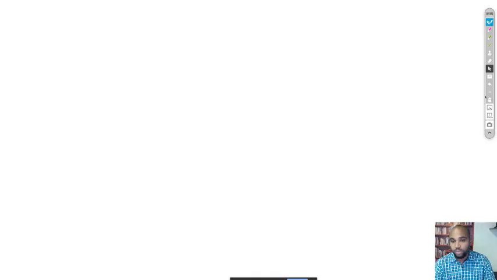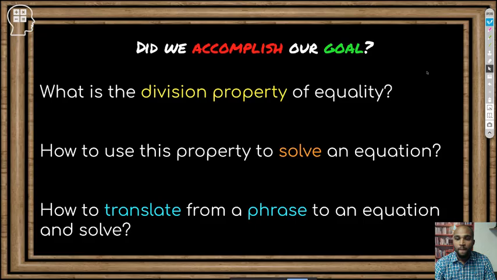All right, did we accomplish our goal? Let's look at our goal and not the white screen. What is the division property of equality? How do we use this property to solve an equation? What is the division property of equality?